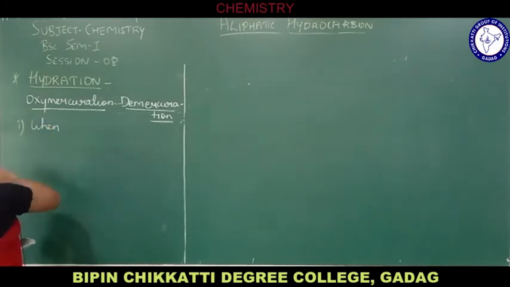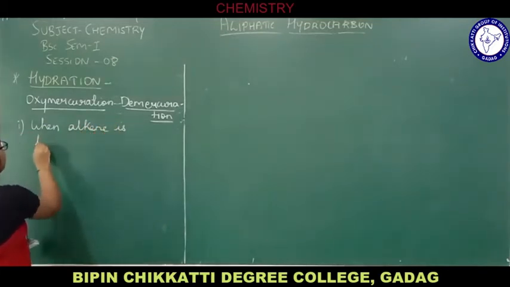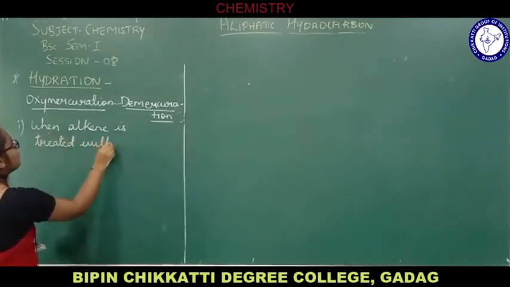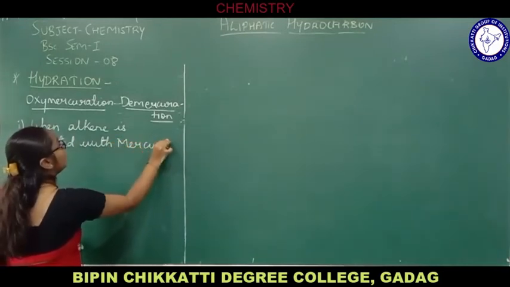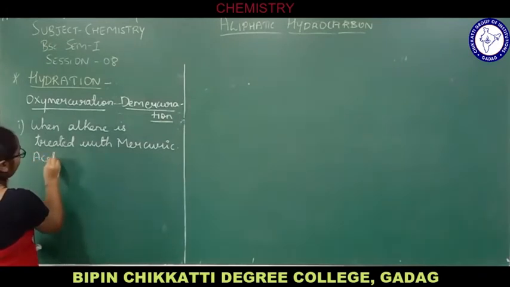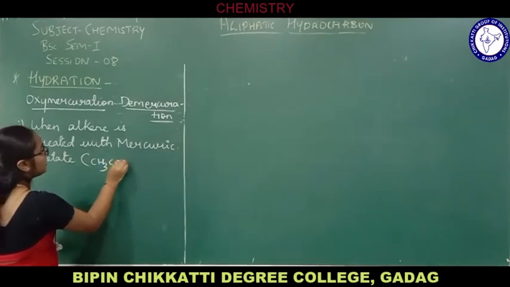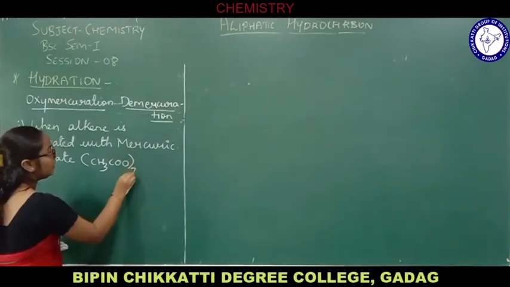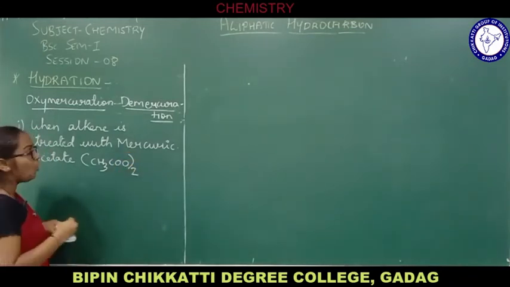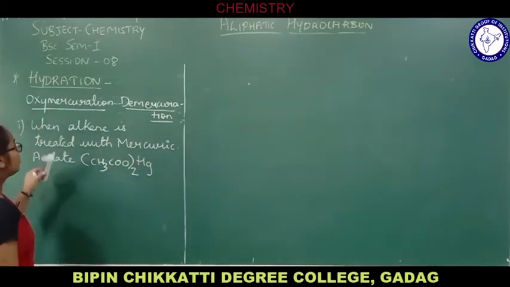First point, when an alkene is treated with the reactant salt called mercuric acetate, which has a structure like that. Acetate means CH3COO, this is the acetate ion. But here 2 acetate ions are involved, which combine with the mercuric. Mercuric means Hg.